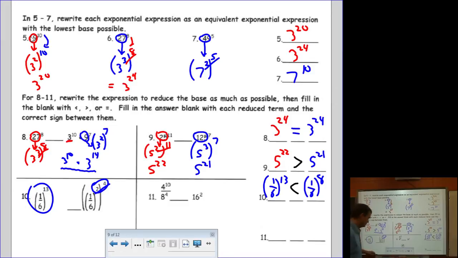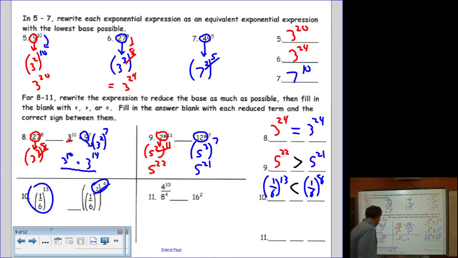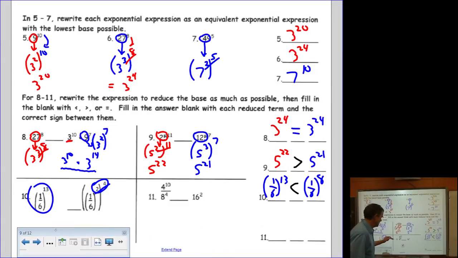Last up, let's move this over here. All right, 4 to the 10th can be rewritten as 2 squared, right? 4 is the same as 2 squared, and then that is to the 10th power, which would be 2 to the 20th.